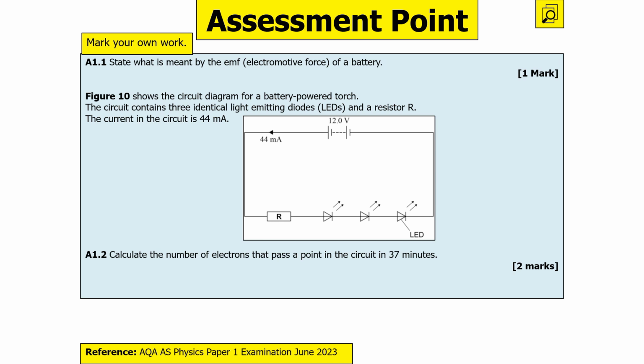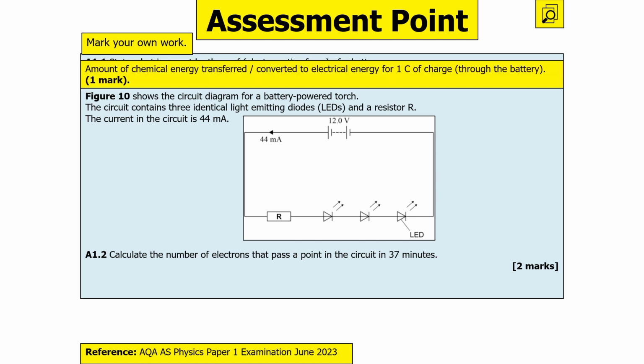Right, we have to learn the definitions of key terms. So EMF is the amount of chemical energy transferred, or amount of energy converted to electrical energy, for 1 coulomb of charge. It's per coulomb of charge.